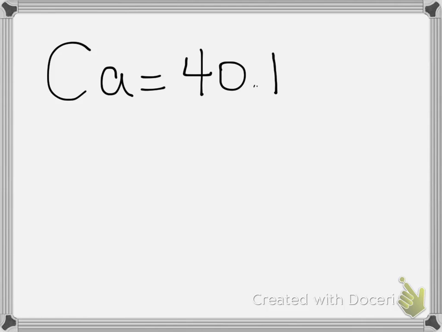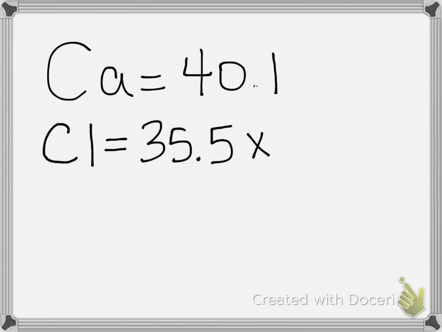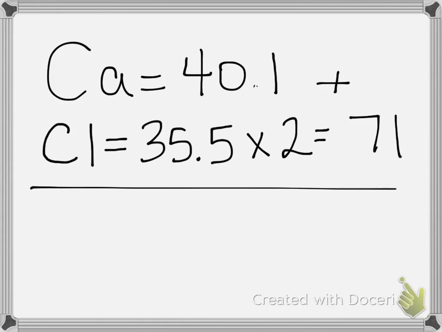Okay, since there's only one unit of calcium in that molecule, I only need to multiply by 1, so I'll use this value. Chlorine, however, is listed at 35.5. And in the compound, there are 2 of them, so I have to multiply by 2 to get 71. I then have to add these 2 values together to get my final formula mass, which when I add is 111.1. And again, like I said, there are no units right now.